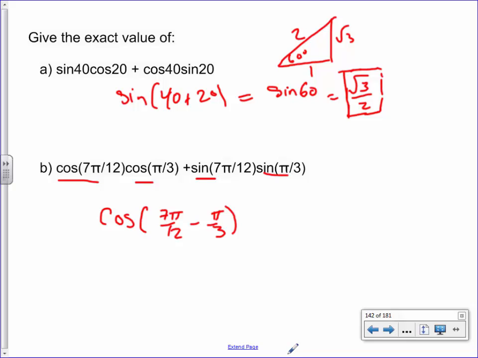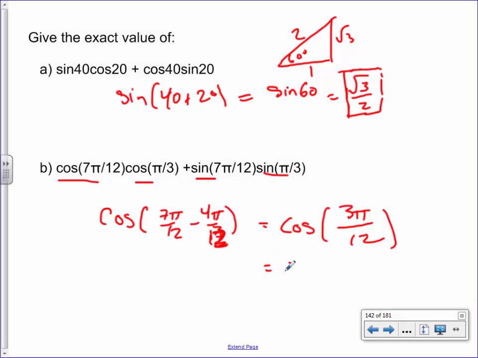Okay, everyone good with this till this point right here? You can't actually find an exact value unless you find some common denominators. And these guys don't have common denominators, but I can change pi over 3 to being over top of 12. But that means I have to times everything by 4. So really pi over 3 is the same thing as 4 pi over 12. The reason why that works is then you can actually subtract these things. Now it's the cosine of 7 minus 4, which is 3 pi over 12.